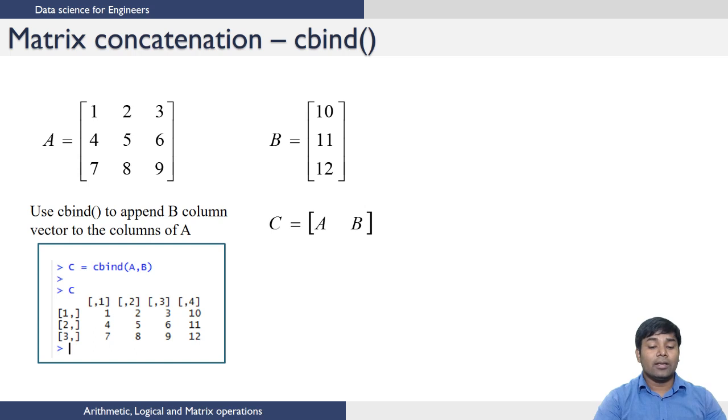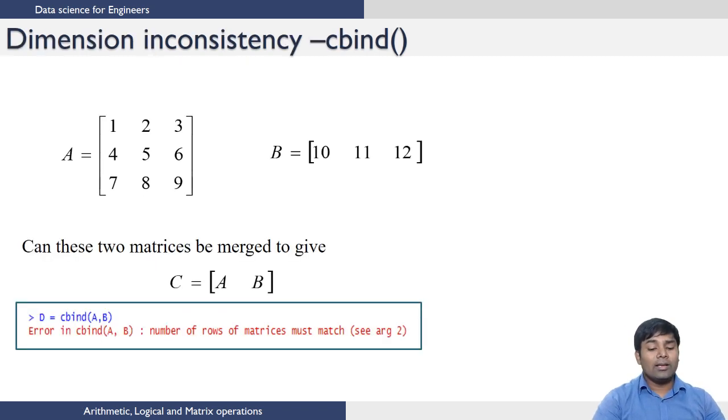Now let us see the cbind. Let us say you have this matrix A and you have matrix B, which is shown in the screen. You want to concatenate this B matrix with the columns of A. You can do so by using the cbind command, which is shown here. cbind, pass the first matrix A and second matrix B and assign it to the variable C. When you print the C, you can see that the matrix B has been concatenated as a column to the matrix A. Now let us try to concatenate this B to this matrix A using cbind.